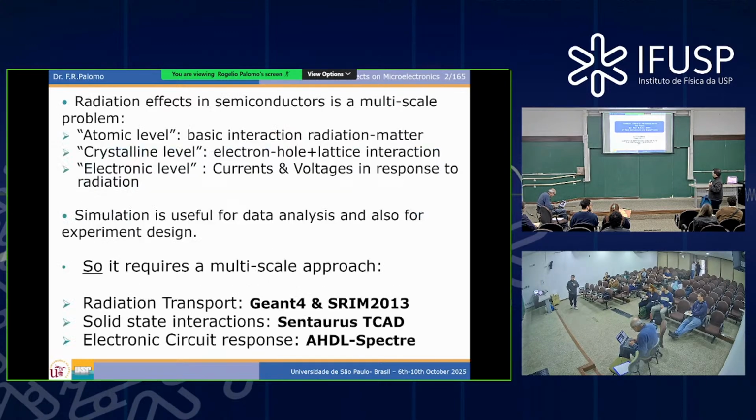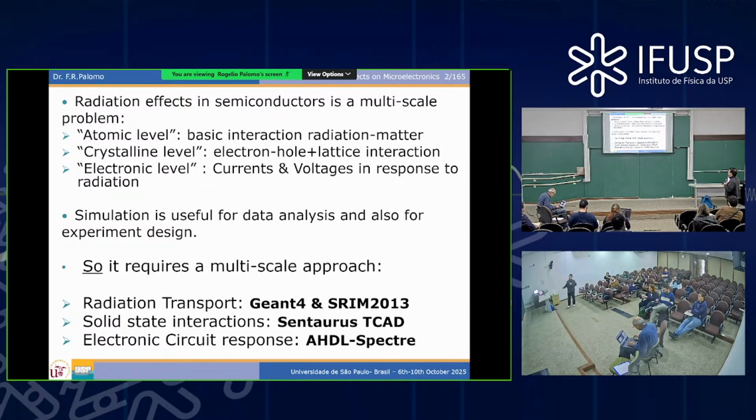Okay? So from the point of view of simulation, you need to work at 3 levels. Here we have experts in the room. We have experts at the atomic level. This is nuclear physics, basically. Also, you need to work at the crystalline level, so that's solid-state physics, condensed matter. And you also have to work at the electronic level, because at the end, remember, we are trying to solve a design problem, with luck.